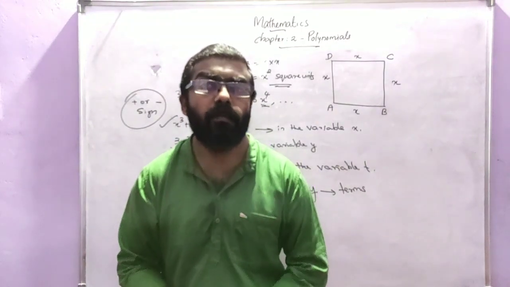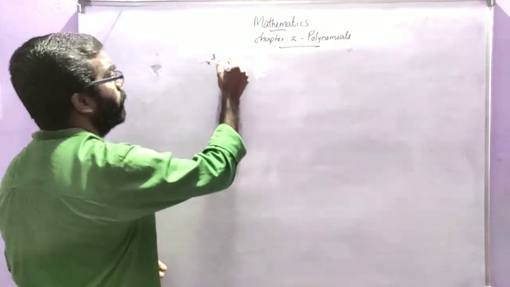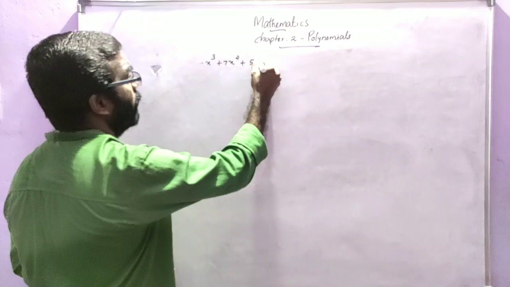Okay, is that clear? Can you write the terms of the polynomial minus x cube plus 7x square plus 5x plus 8?